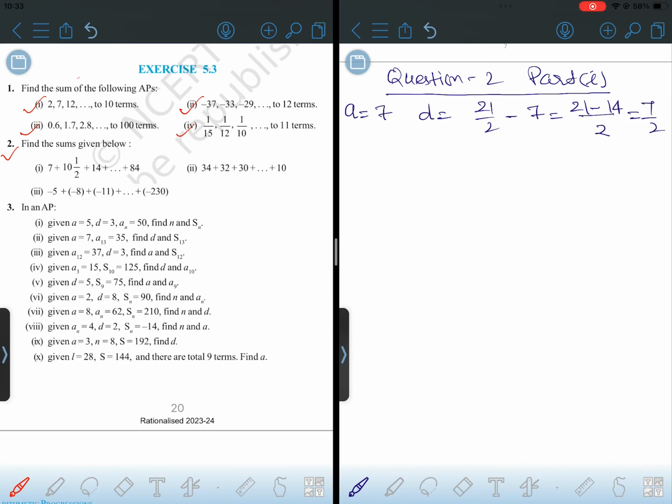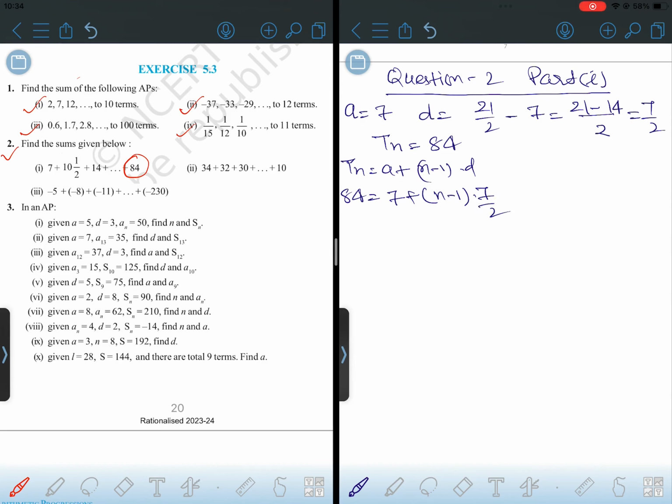So the difference between this question and the first question is that you are not given the number of terms. The first step is to find the number of terms, but we can see the last term is given as 84. So the value of Tn is equal to 84. So we can write Tn is equal to a plus (n minus 1) into d. Here Tn is 84, the value of a is 7, the value of n we have to find out, n minus 1, and d is 7 upon 2.